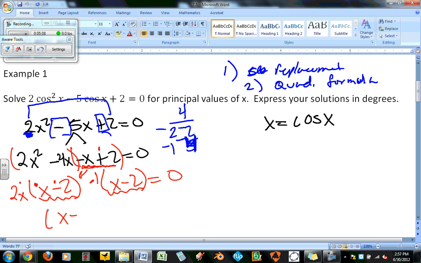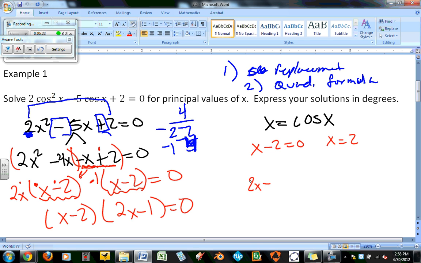So we pull it out of the entire equation, we write it on the outside, and what's left over is 2x minus 1. All right, and then just to solve this, all we do is we set both of these equal to 0. x minus 2 equals 0, so x equals 2. And then 2x minus 1 equals 0, so x equals 1/2.